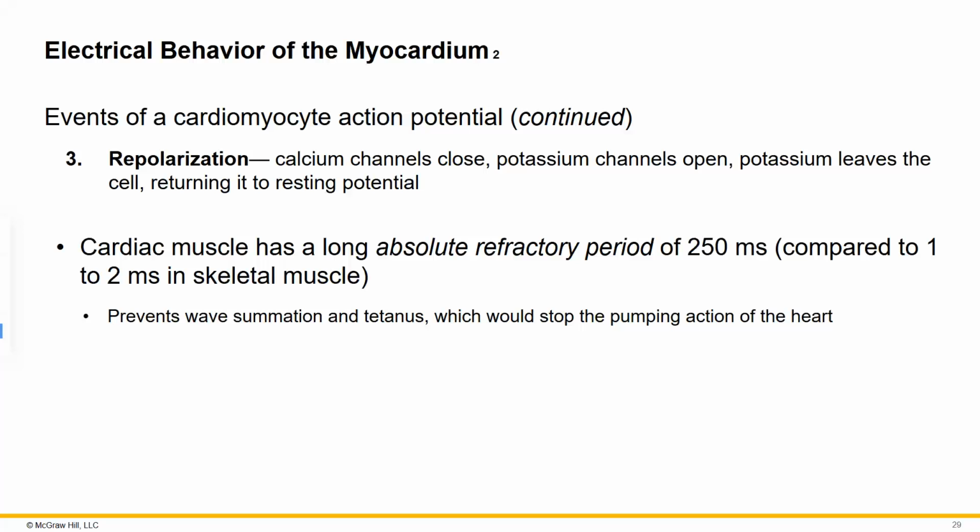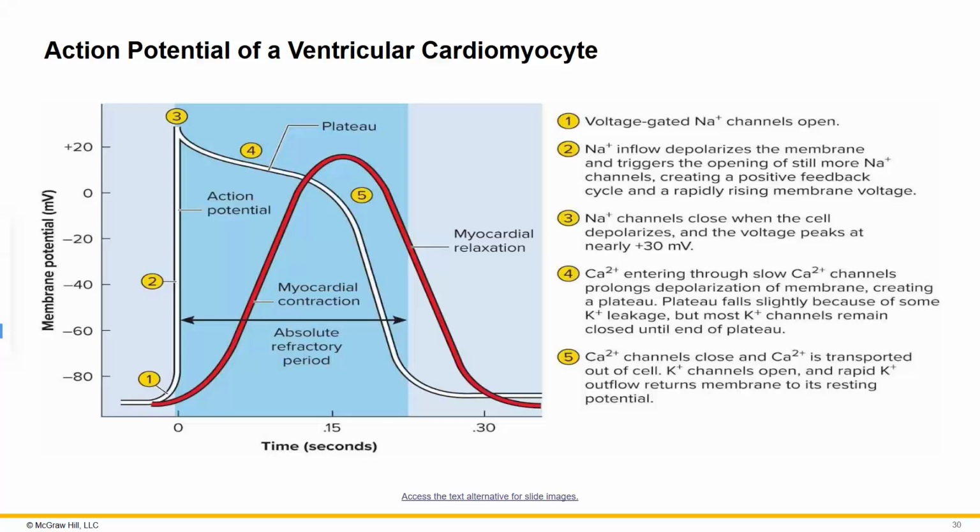Then you have repolarization. Calcium channels close, potassium channels open. Potassium leaves the cell, returning it to resting potential. Cardiac muscle has a long absolute refractory period of 250 milliseconds, compared to 1 to 2 milliseconds in skeletal muscle. This prevents wave summation and tetanus that would stop the pumping action of the heart. So this shows the action potential of a ventricular cardiomyocyte, and the steps are listed out here, which is a review of what I just went over.